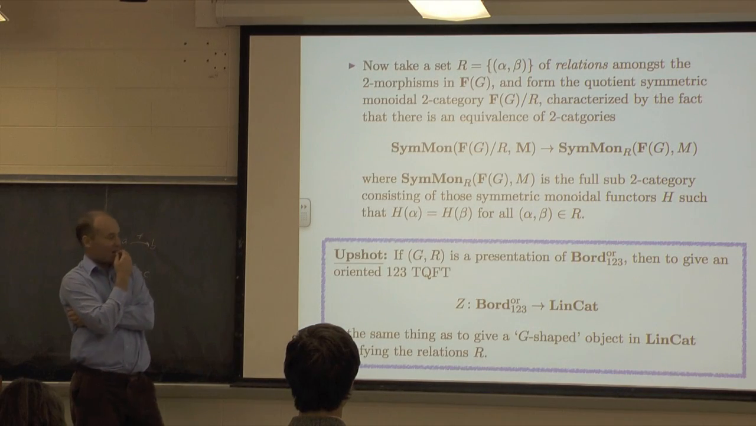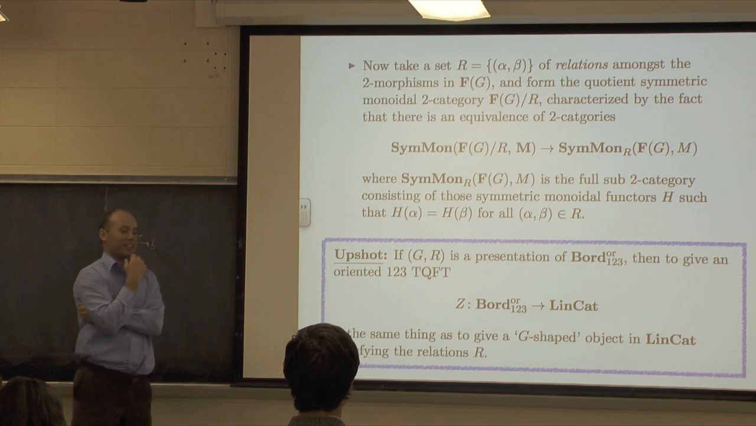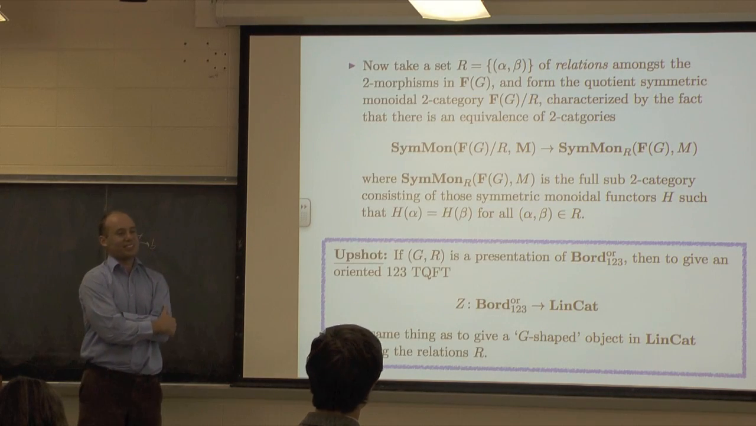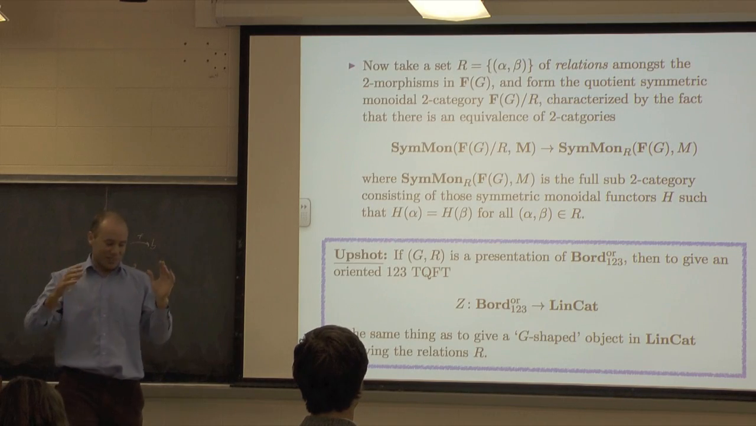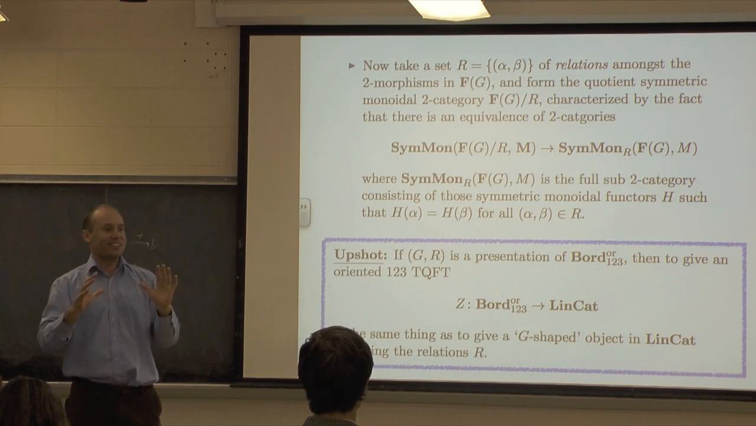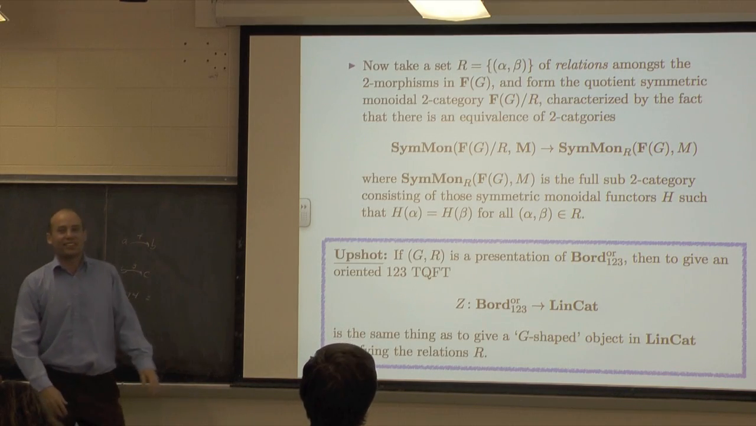Is a G-shaped object an axiom object, or is a G-shaped object a bunch of objects, morphisms? Yeah, it's a bunch of objects, morphisms, and 2 morphisms satisfying various relations. And if you can find that in there, then you've got a TQFT.